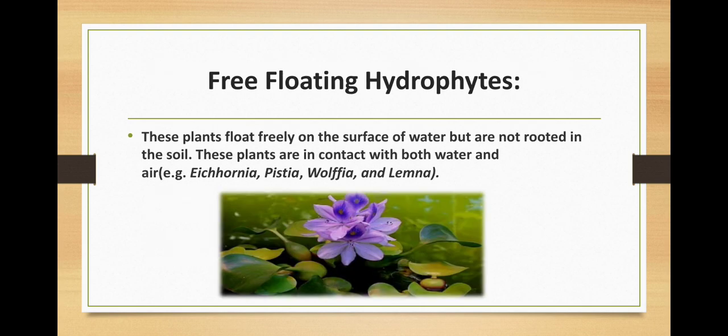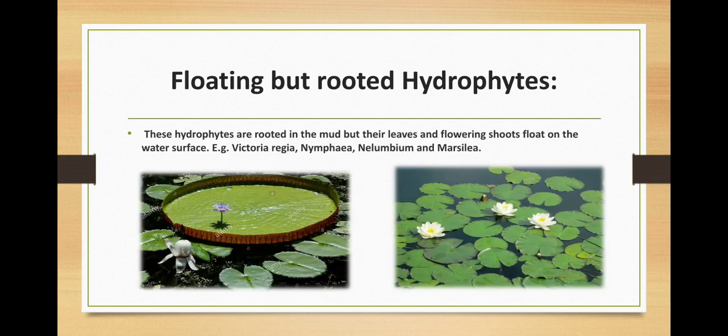Free-floating hydrophytes. You can see here in the diagram, these plants float freely on the surface of water but are not rooted in the soil. These plants are in contact with both water and air. Floating but rooted hydrophytes, you can see here in the diagram. These hydrophytes are rooted in the mud but their leaves and flowering shoots float on the surface of water.